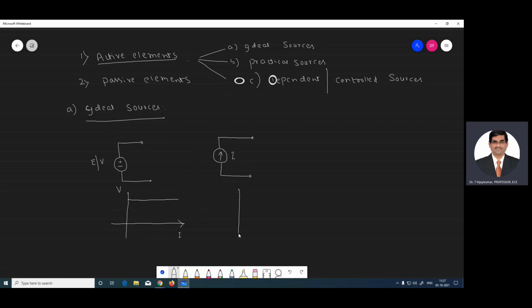Similarly, for the current source, if you draw the graph between voltage and current, we get a plot like this, because the current will be constant even if you vary the voltage. There is no resistance or impedance in parallel with the current source because it's an ideal source. Therefore, when you vary the voltage, the current will be constant.